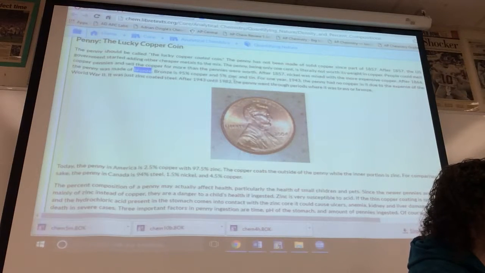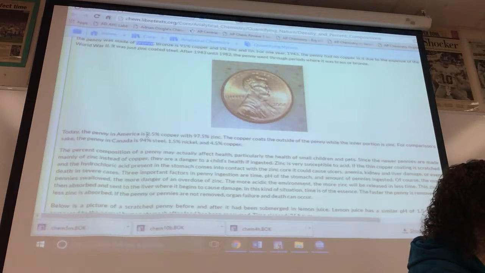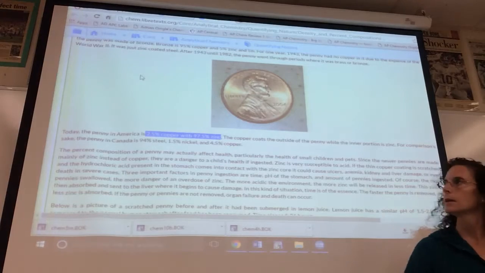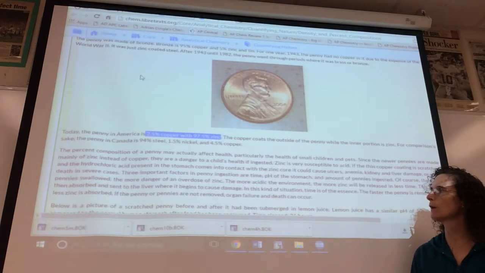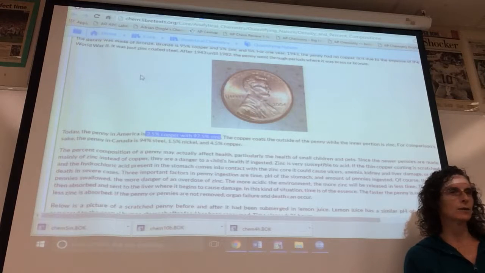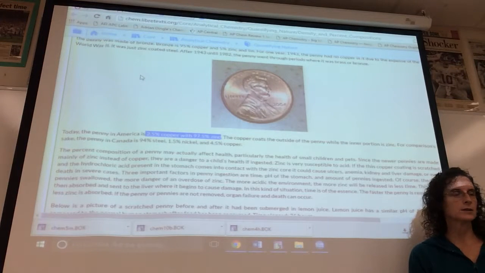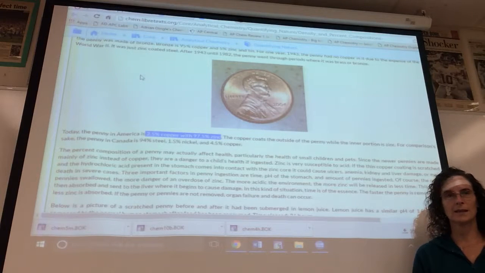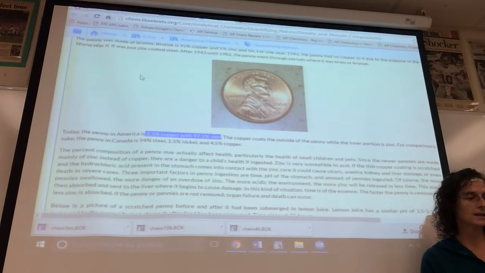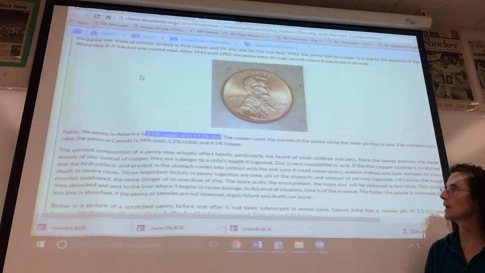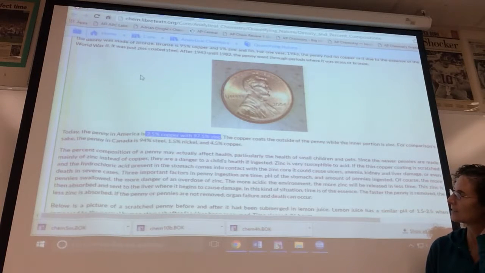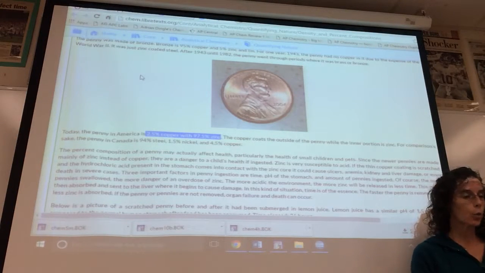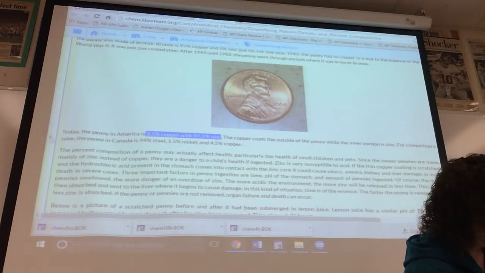And then after 1982, when we saw this in the lab, the penny is actually just copper coated. It's mostly zinc, 97.5% zinc. It's just much cheaper to manufacture. And that's why when we did the very first lab of the year, you found that the new pennies had a density very close to that of zinc. And that's because they are made primarily of zinc. In Canada, it's a little bit different. It's 94% steel. Steel is iron with copper atoms in the interstices making up an alloy, but that's more advanced than what we want to get into.